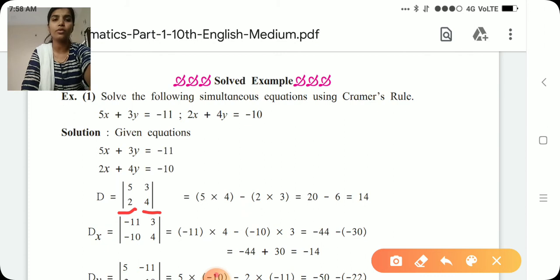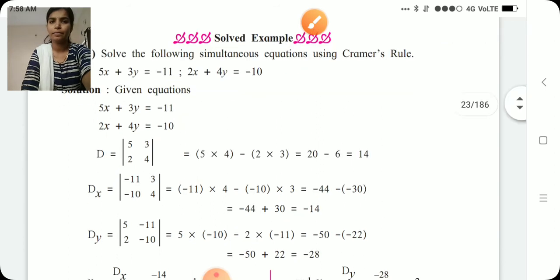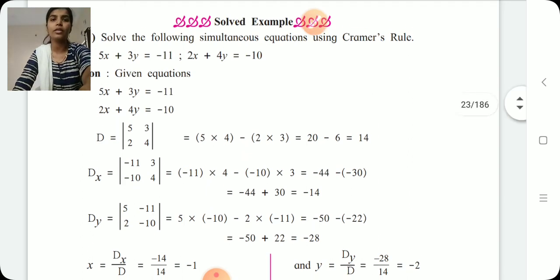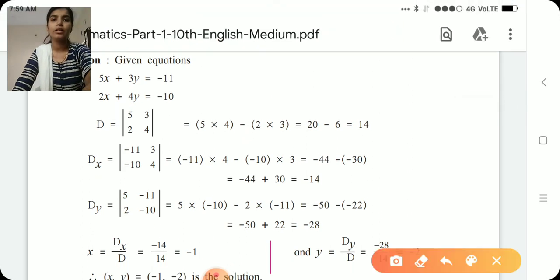Then we want to solve it. You know how to solve. 5 4s are 20, then 2 3s are 6, 20 minus 6 is 14. So you will get the D. Then next you want to find out the Dx. In Dx you know that we replaced a1 a2 by c1 c2. So instead of these two elements you write down the c1 c2. So minus 11, minus 10, 3, 4.